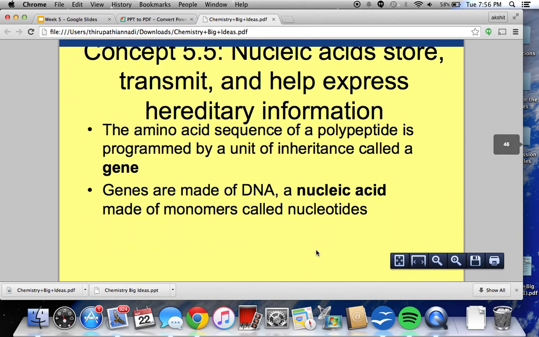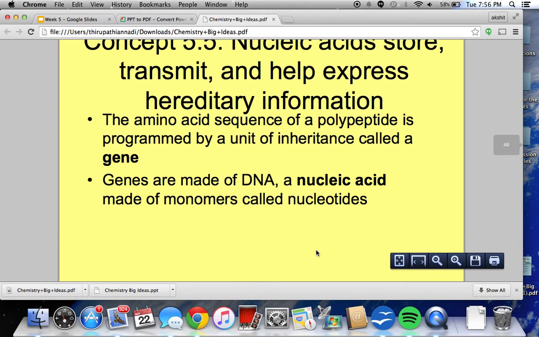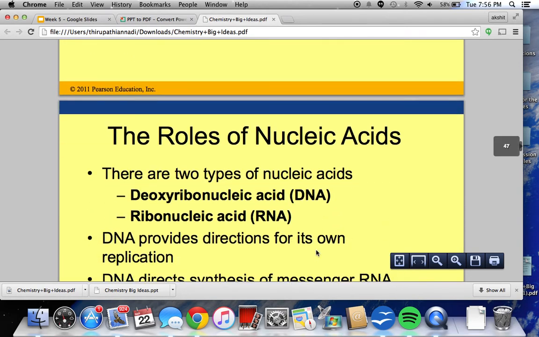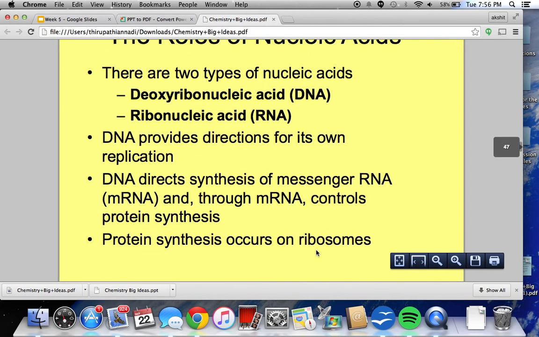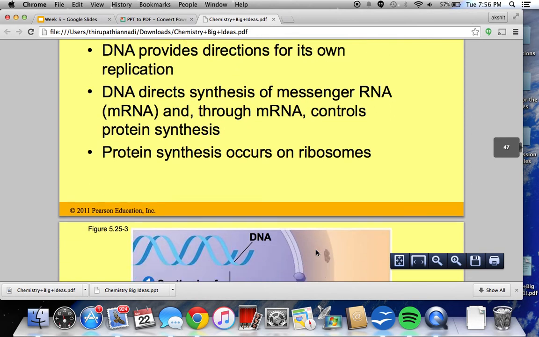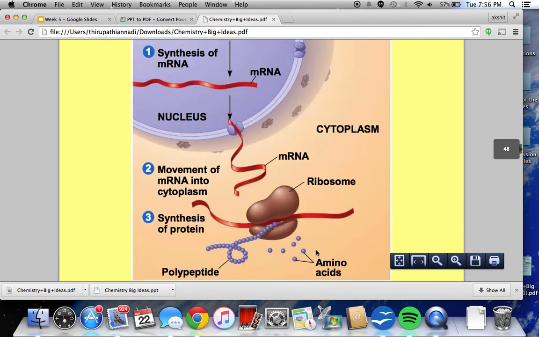The first type of macromolecules that we're going to go over is nucleic acids. Basically, it's just DNA and RNA. They carry genes and they carry the amino acid sequence for proteins to be formed, and they're made of nucleotides. Like I just said before, DNA provides directions for its own replication and includes all the genes. That's what's in the nuclei of the cells in our body. RNA helps make proteins because messenger RNA takes the information from DNA, goes to ribosomes, and makes proteins, which we'll go over later. And this is just a picture of that.